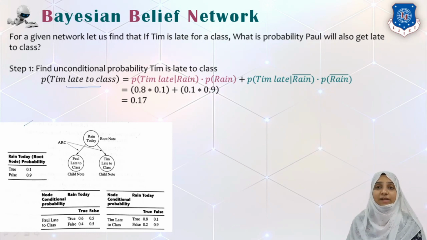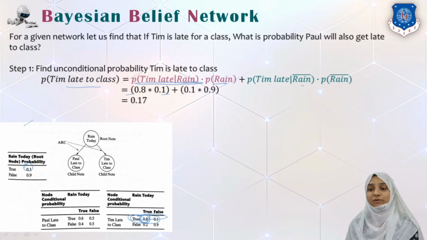Tim is getting late to class in case of rain also. That is, Tim is late given it is raining, times the probability of rain, plus Tim can also get late given that there is no rain, times the probability of not raining. So as you can see from this table, I can find the probability of Tim getting late in case of rain. That is nothing but this particular term, which is 0.8, times the probability of rain. The probability of rain is nothing but 0.1, this value.